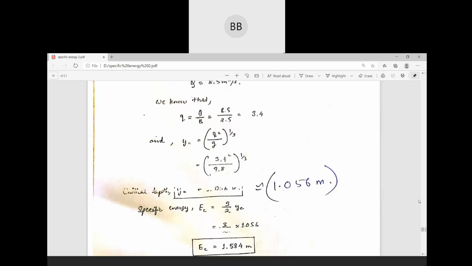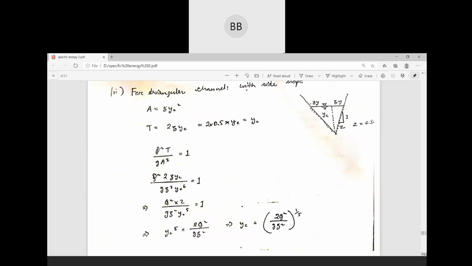Next, the second case is our triangular channel, with side slope. I think you have directly written this equation, that YC equals (2 q square divided by g z square) to the power 1 by 5. If you want the derivation, you can follow this.